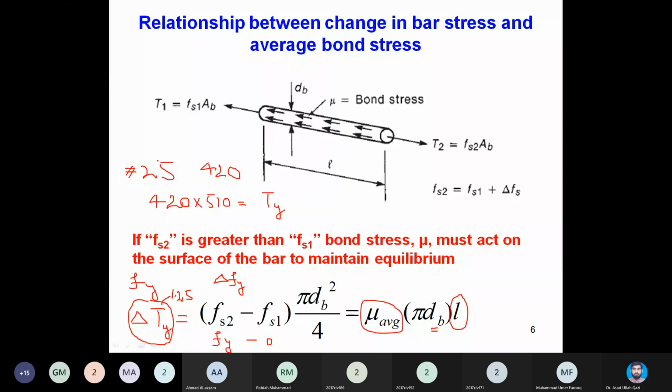And then if I know the average bond stress based on my test results, experiments, whether pull-out test or beam test, that provides me that for this concrete grade, what maximum average bond stress I can develop. With this simple equation, I can calculate the length which I then need to develop the equilibrium between the exaggerated force, which is 1.25 times delta Ty or Ty, and I can bring mu average pi dB as denominator on the left hand side to get that length. That length, I will call it the development length. The length which is required.